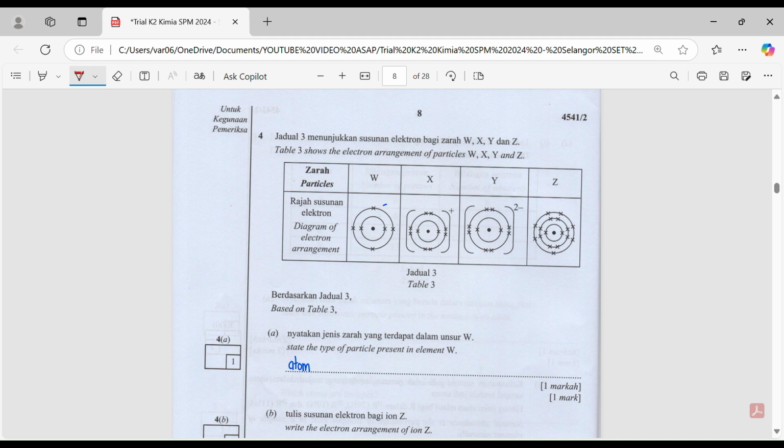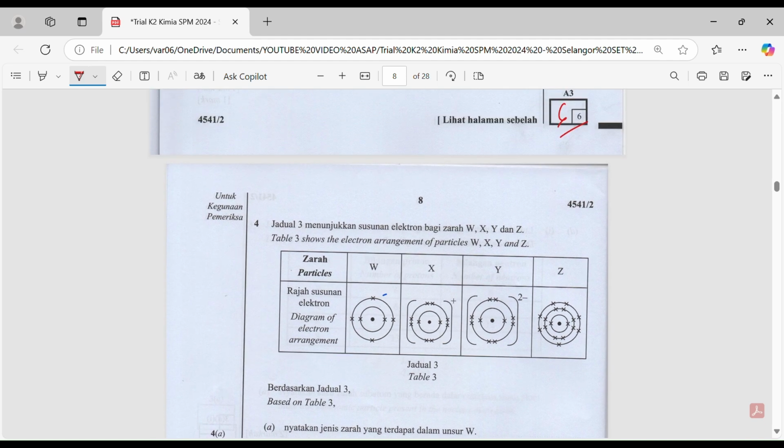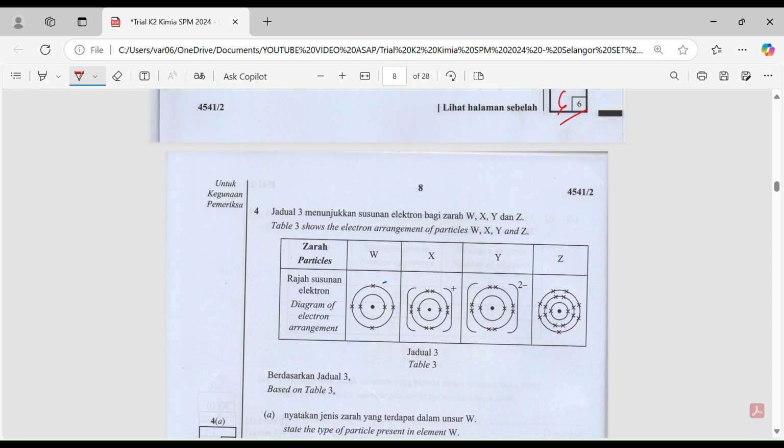Next, question number 4. So Table 3, okay, question number 4 is basically a mixture. It is Form 4, but it involves your Chapter 2 and your Chapter 5. Alright? Okay. Now, going back to the question, Table 3 shows the electron arrangement of particles W, X, Y and Z. Based on Table 3, state the type of particle in element W. The type of particle in element W.